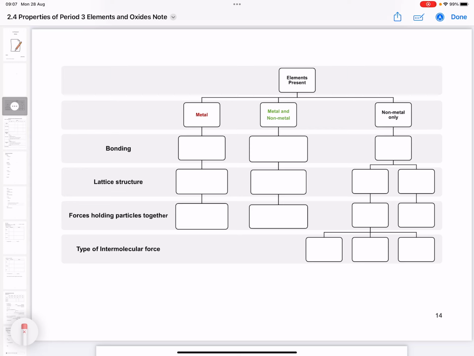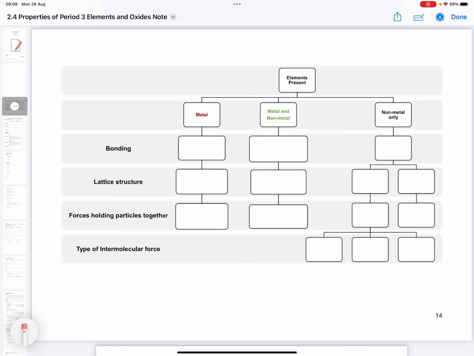So before we start learning about the elements of period 3, we need to recap what we already know about structure and bonding. So I want you to pause the video. I want you to try your best to sketch out the flowchart for different types of structure and bonding and fill it in to the best of your ability. Pause the video now.